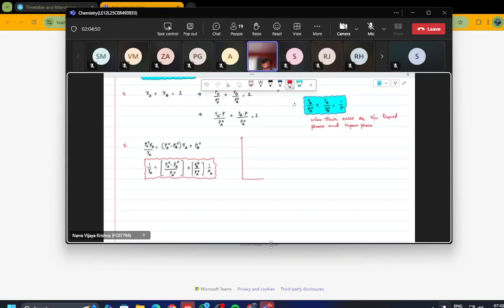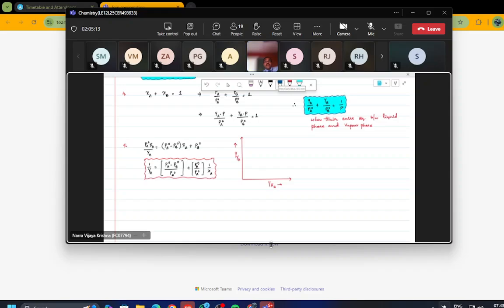So I am plotting a graph between 1 upon YA and 1 upon XA. I plotted a graph. Right? Correct, sir? 1 upon YA, 1 upon XA. I plotted a graph. Now tell me how the graph is.